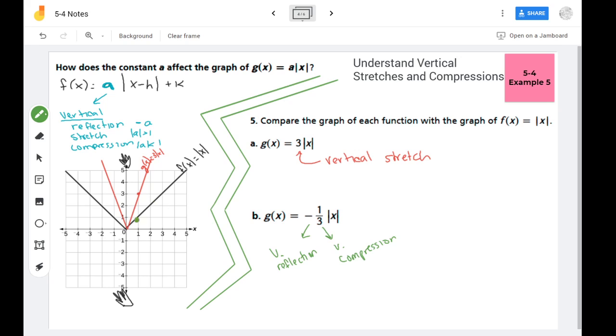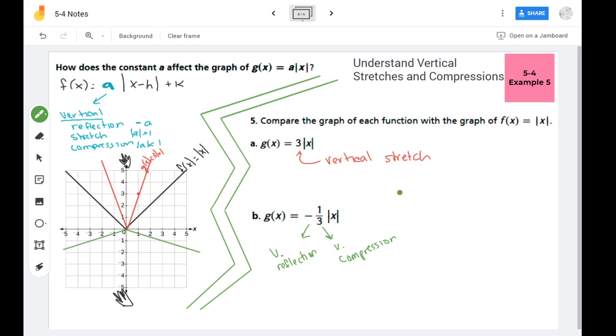Another way to think about it is here on the right hand side, instead of the slope being 1, the slope is now going to be -1/3. And what that looks like in terms of graphing is like this. So notice that the graph is a lot wider and also upside down.